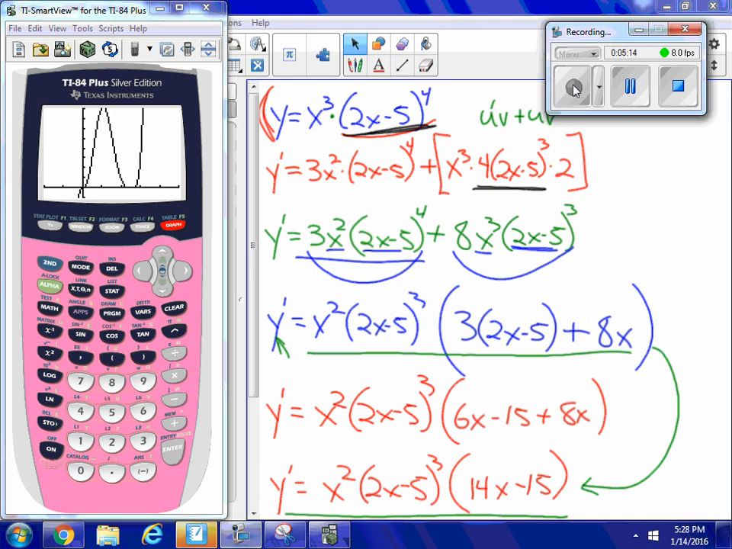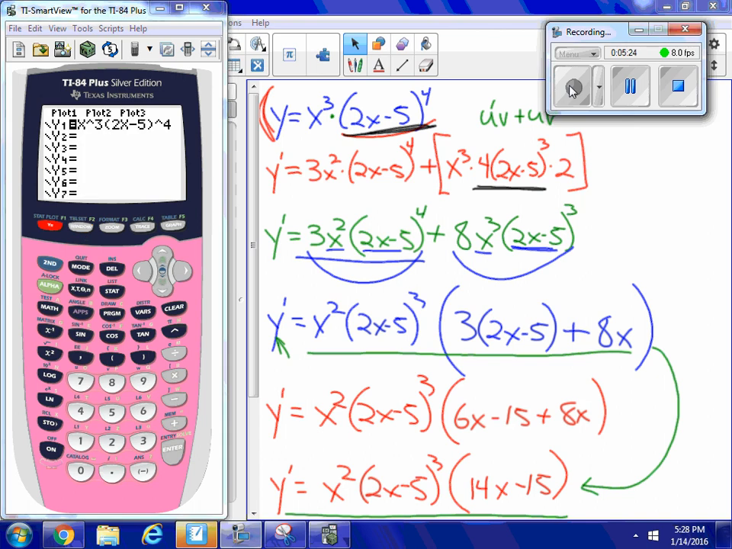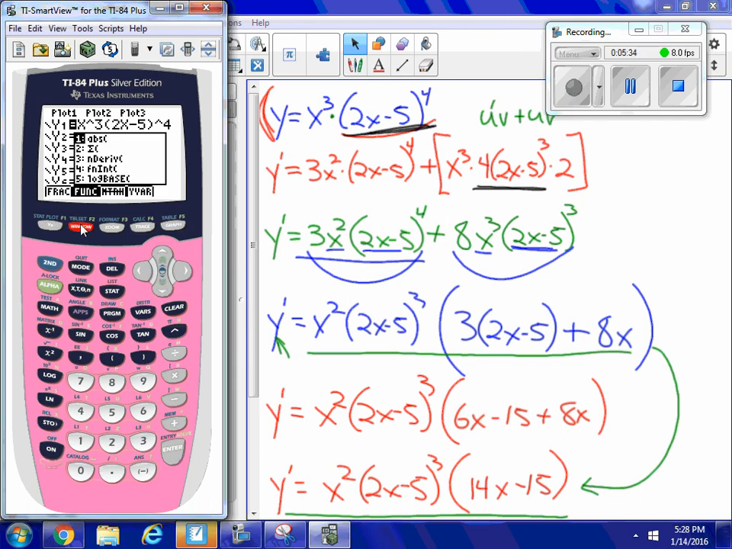I played around with my window a little bit offline. That's the window I ended up with, so I could see more of the graph and have it look pretty decent. But now I'm going to graph the derivative of my y1 function. So I'm going to go Alpha F2, and I'm going to select nDerivative, that's 3. And I want it to graph.